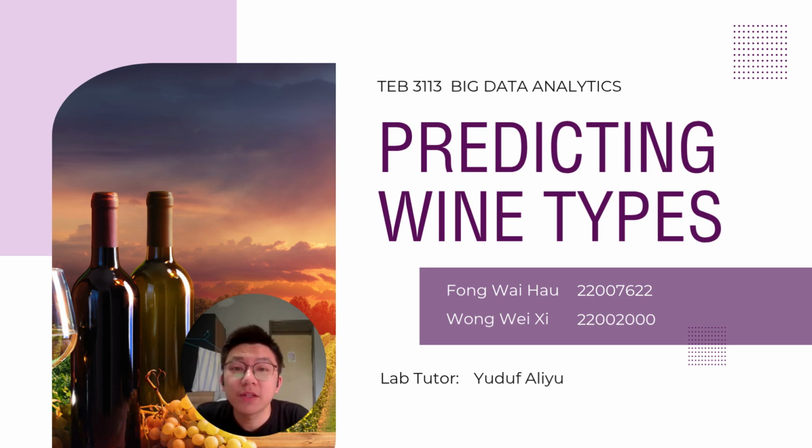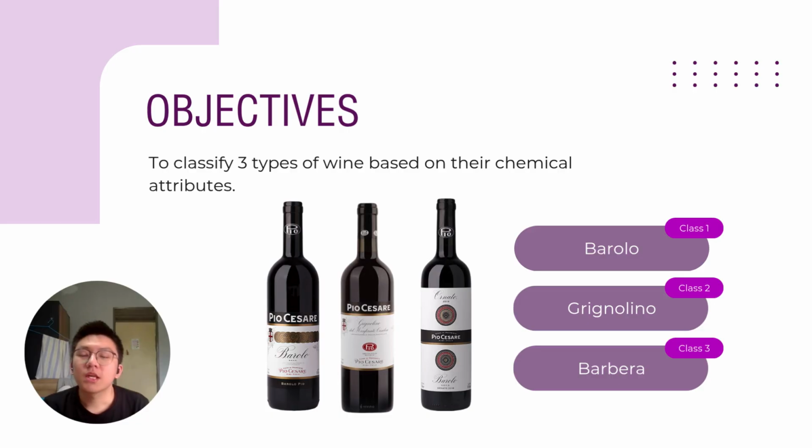Today I will be presenting with a team member from Whitehouse on the topic of predicting wine types. Imagine you have three bottles of Italian red wine: Barolo, Grignolino, and Barbera. To differentiate them by eyesight and taste is kind of challenging. So our objective is to classify three types of wine based on their chemical attributes using machine learning.